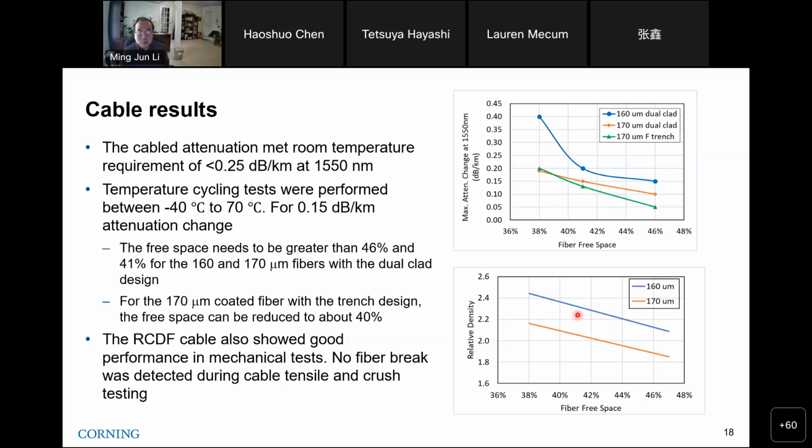Basically, you reduce the coating diameter, the fiber is much thinner, and then you allow a little bit more free space to reduce microbending. For both the 160 and 170 micron coating diameters, the free space range changes slightly, but we can still have a factor improvement of over two for the two coating diameters.